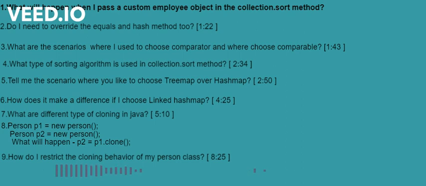Okay, I want to maintain the insertion order. The order in which I have inserted my elements, I want to fetch in the same order when I iterate the map. Would I choose HashMap or TreeMap? Insertion order. HashMap won't maintain the order, so I think TreeMap should be used.